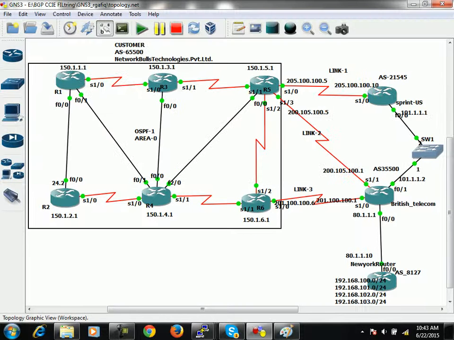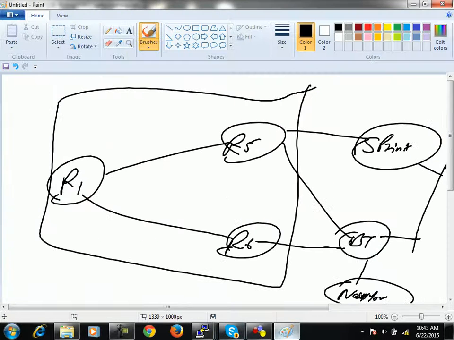R5 and R6 do not have BGP peering with each other. See, this is your diagram. R5 and R6 have IBGP neighborship with R1 only. And by default in BGP there is an IBGP rule that if you receive anything from one of your IBGP neighbors, you will never advertise it to any other IBGP neighbor. So R1 will receive prefixes from R5 but will never advertise them to R6. And if it receives anything from R6, it will never advertise it to R5. Have you understood it or not?